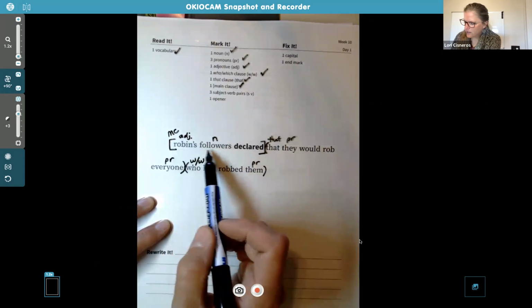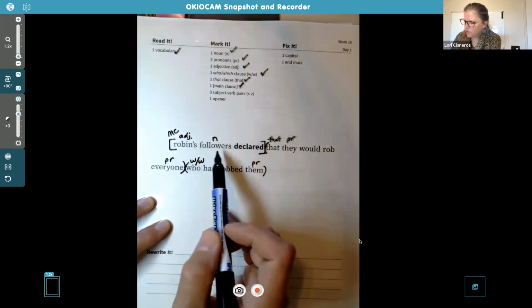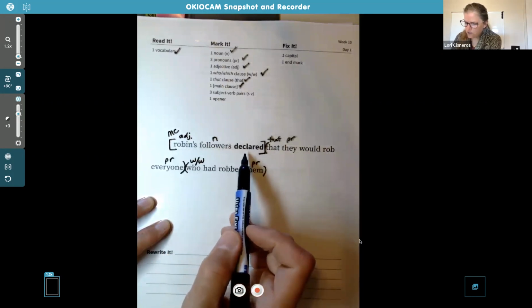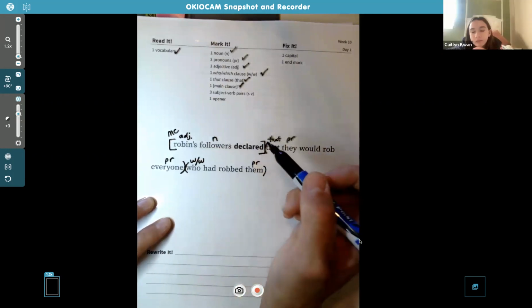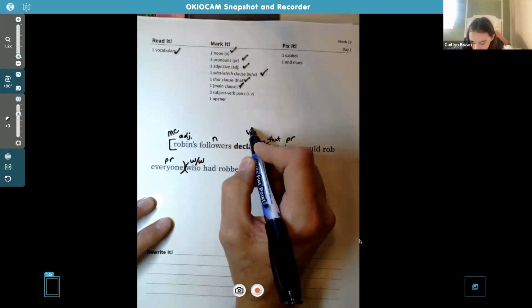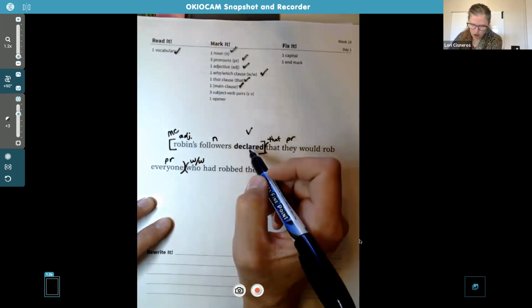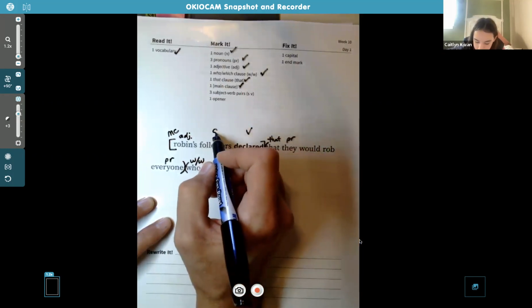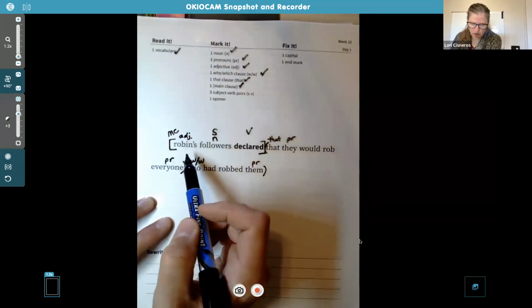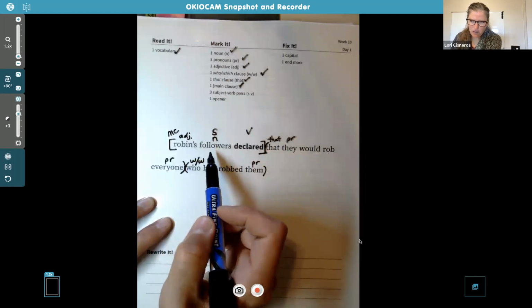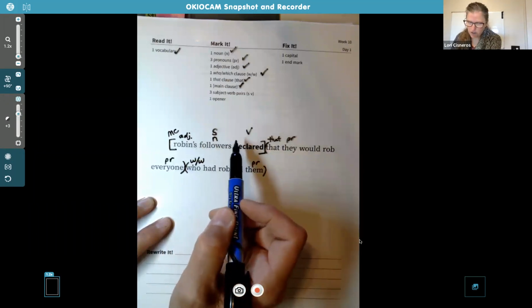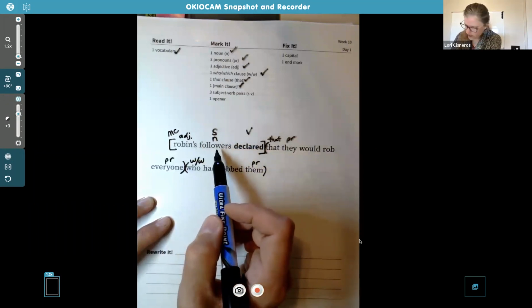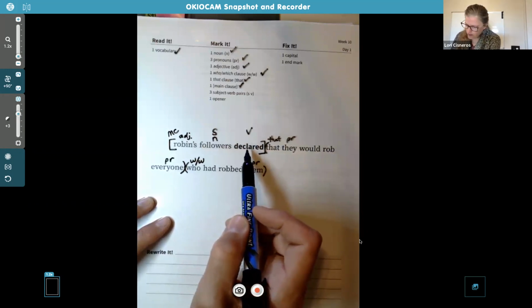Caitlin, we're just going to look at the main clause first. Robin's followers declared. What is the verb in that clause? Declared. So that one's a V. And then what is the subject? Who declared? Followers. Correct. I'm glad you didn't say Robin's, because remember, that's just describing the followers, but the followers are the ones that declared. So that's why that becomes the subject and the verb.